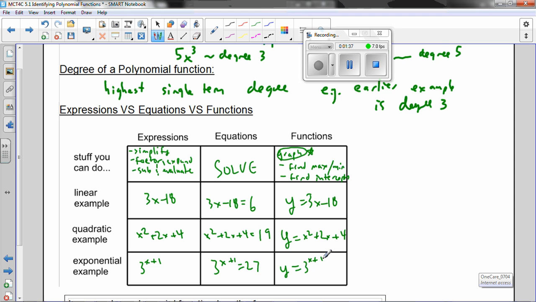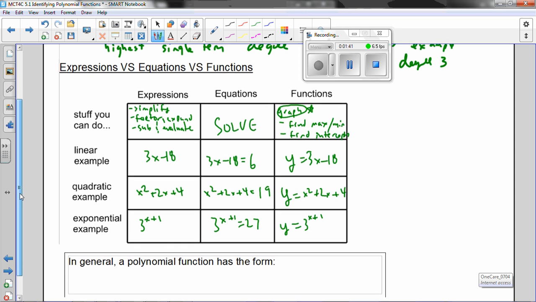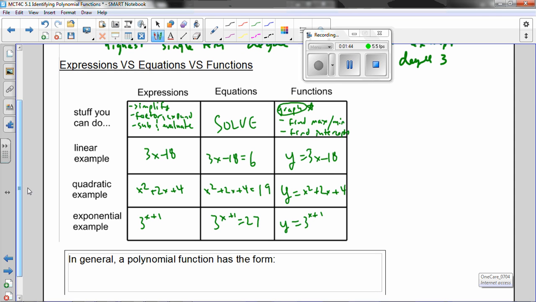As soon as we get the y equals involved there, that makes it into a function, and we're going to graph it, right? In general, a polynomial function has the form, and I'm about to write down something that's going to look pretty confusing, but it shouldn't be. The general form for a degree 1 polynomial would be this, right? Sometimes we call it mx plus b, but we think of it as ax plus b, where a is the leading coefficient. It's the coefficient of the highest degree term, and it's 1 since it's linear.